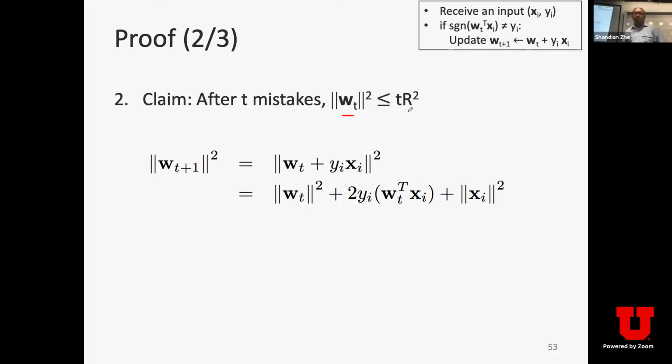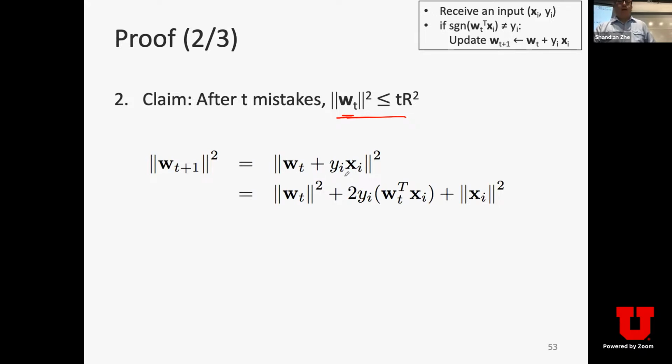How can we show that? It's still based on induction. Let us assume at step T, this inequality is correct. We want to extrapolate to the step T plus 1. According to the updating rule, WT plus 1 will be WT plus YI XI. You just look at the square norm of this WT plus YI XI.